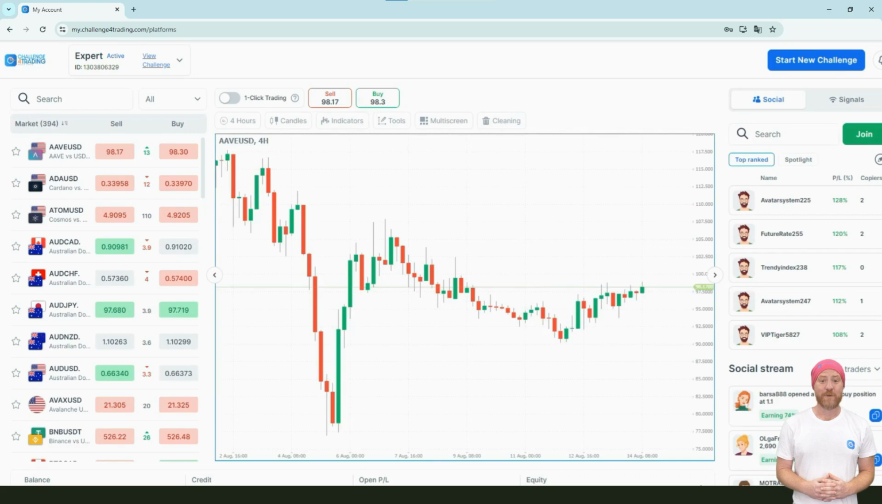Let's summarize the key points of the asset list. Search area. Quickly locate specific assets. Asset categories. Organized by type for easy navigation. Favorites. Mark frequently traded assets for quick access. Assets. Comprehensive list with current sell and buy prices. Sell button. Initiate short positions. Spread. Understand trading costs. Buy button. Initiate long positions.